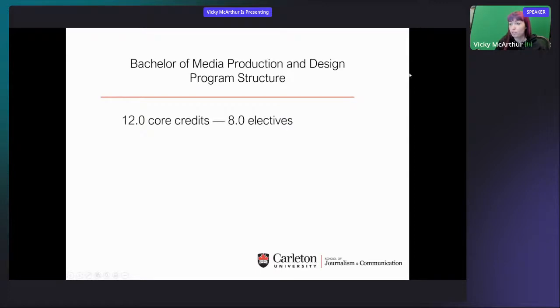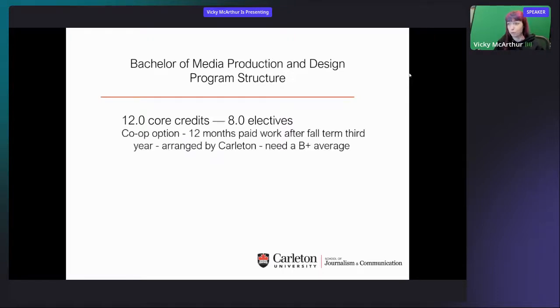So the program structure: it's 12.0 core credits that you take. So these are the same required credits that everyone in the program takes. As you move through with your cohort, you'll have the same media production design and information technology courses that you're taking each semester and taking them in sequence. But there's also room in every single year of the program for a couple of credits worth of electives. And electives are really nice because they let you round out your degree. You can take classes and subjects that maybe interest you, but you didn't have access to in high school. And they're also a great way to add a minor to your program too.